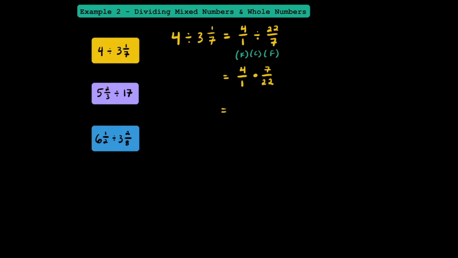With one fraction bar, we can write 4 times 7 over 1 times 22. 4 and 22 have a GCF of 2, we're going to divide 4 by 2 to get 2, and we're going to divide 22 by 2 to get 11.